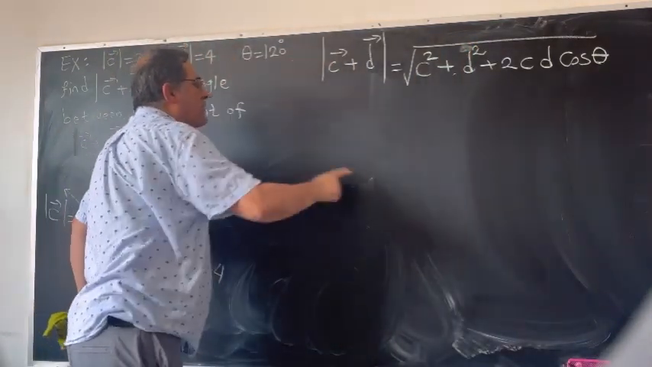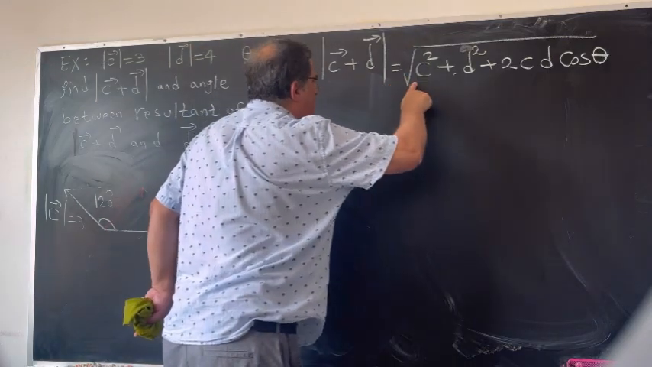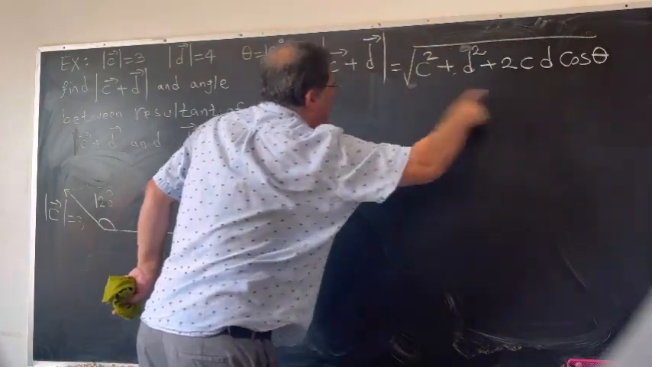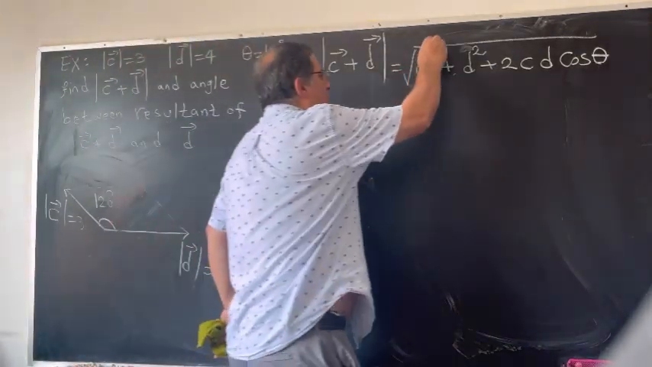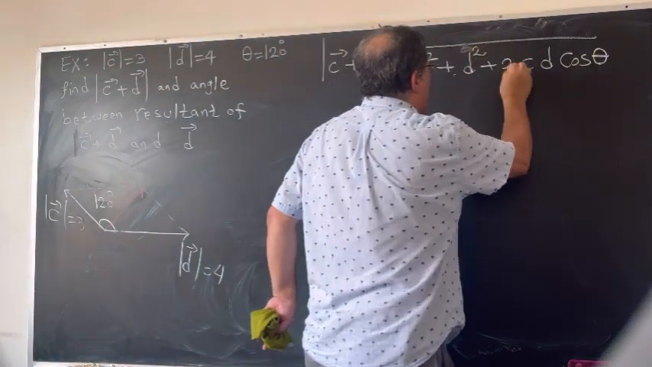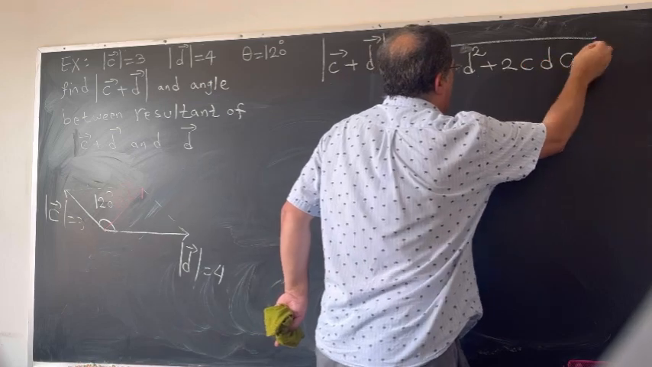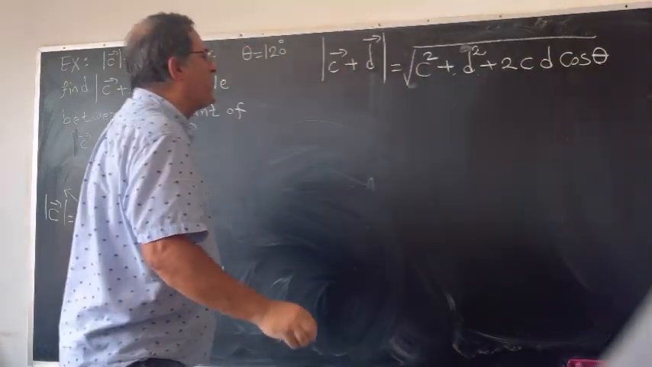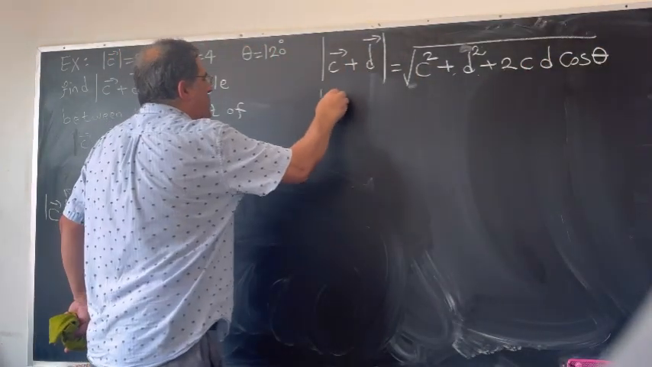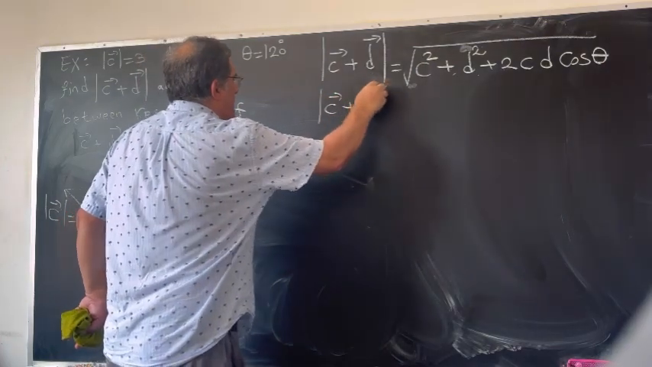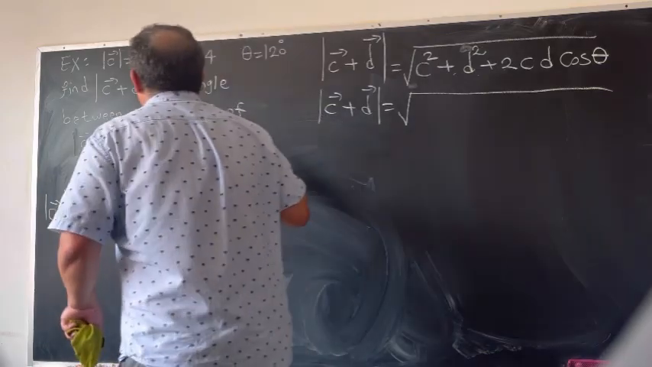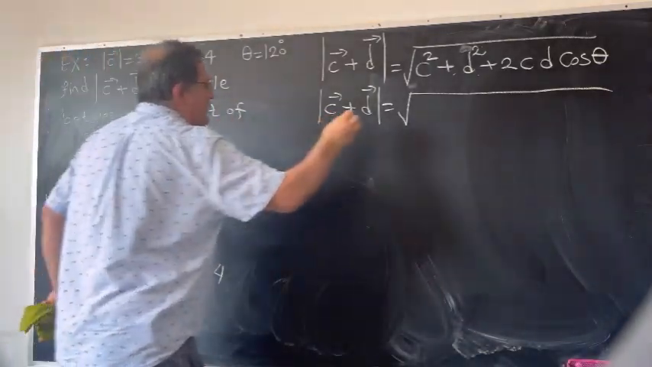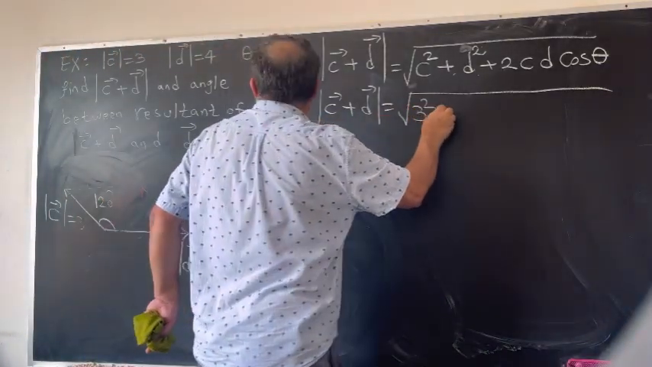The magnitude of the sum of two vectors is the radical of first squared plus second squared plus 2 times first times second times cosine theta. The magnitude of vector C is already given as 3 units. Vector D is how much? 4 units.